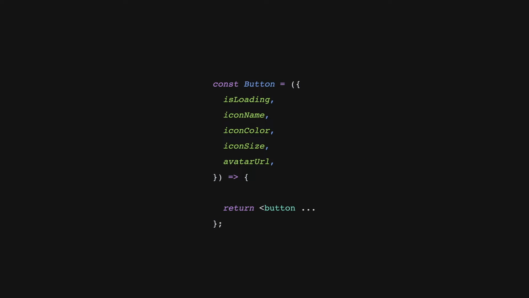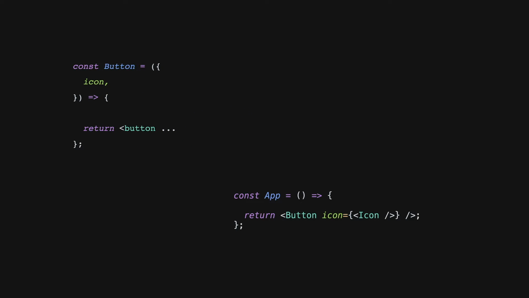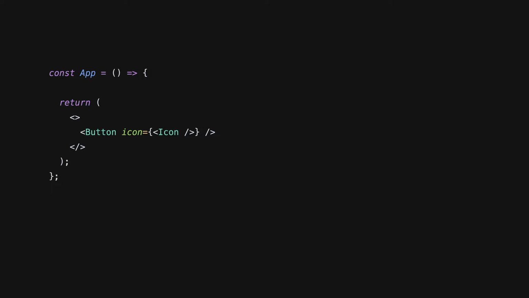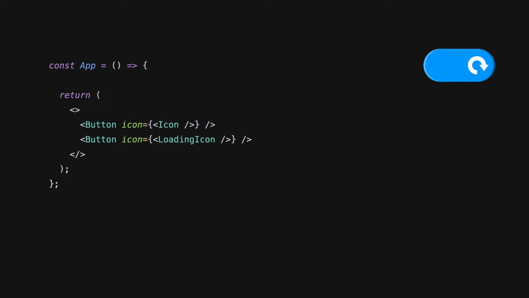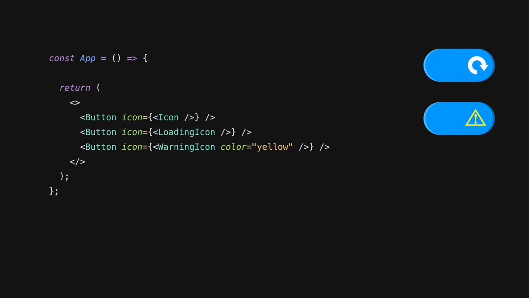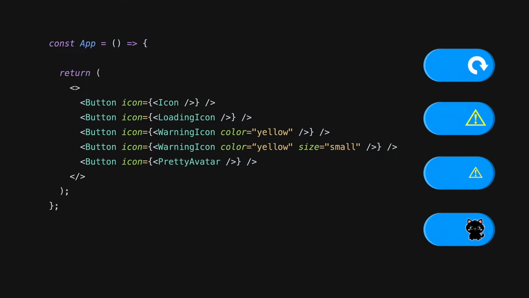Fortunately, none of this is necessary. All we need to do is get rid of all those configuration props and keep only one, icon, which will be an element passed from a parent component. We will be able to configure it in any way we want. Show a loading icon, add some fancy color to the icon, make it smaller, or even show an avatar instead.